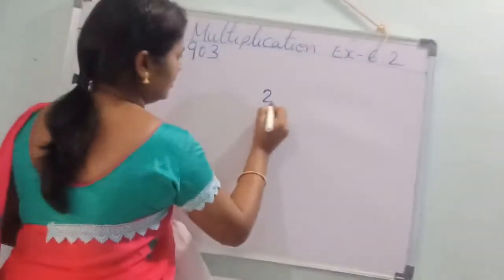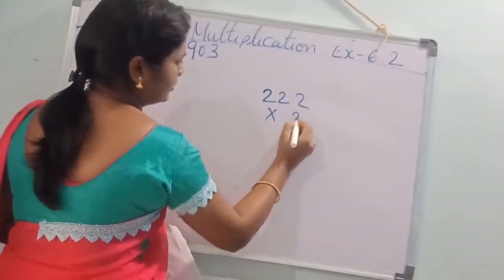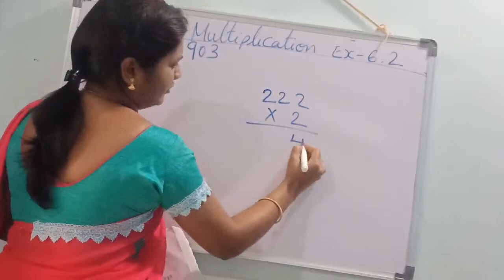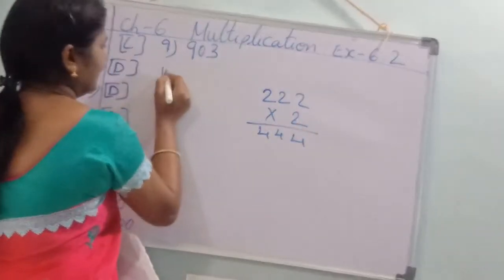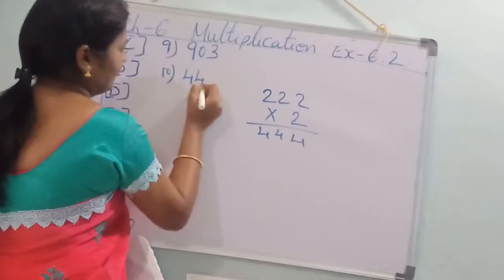Next, what is the product of 222 into 2? 2 twos are 4. 2 twos are 4. 2 twos are 4. What is that product? 444.